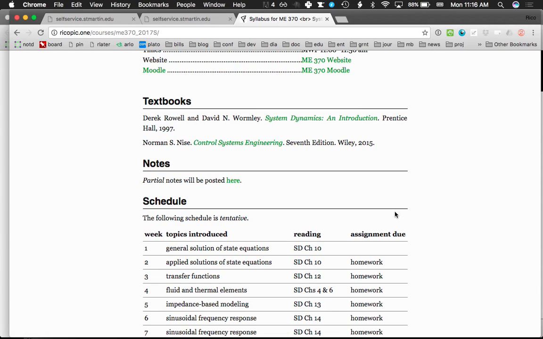Textbooks: Rowell and Wormley, and Nise. Nise is the controls textbook, so get that by mid-semester, hopefully. Get a used copy. It's fine if you have an old edition. The 6th edition is just fine. I'm still going to assign homework out of the 7th, so just know somebody with the 7th edition.